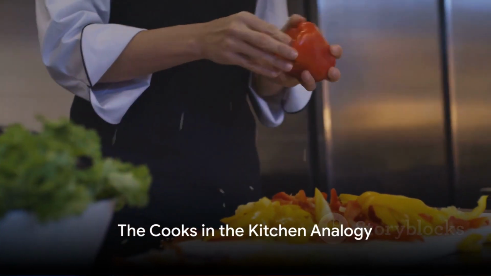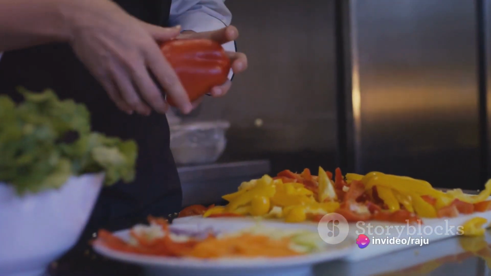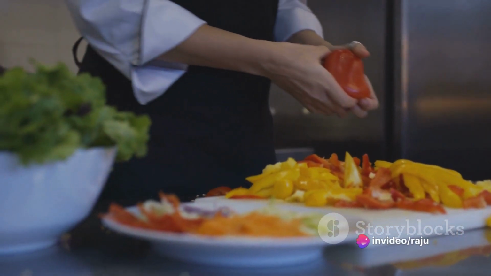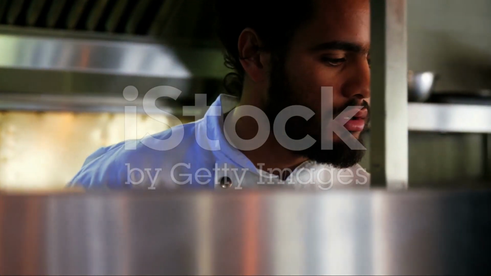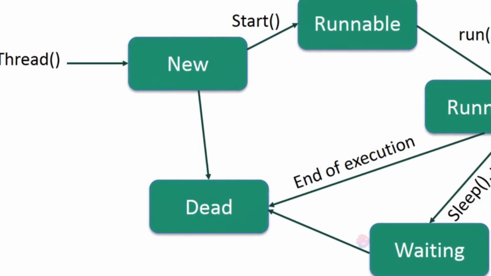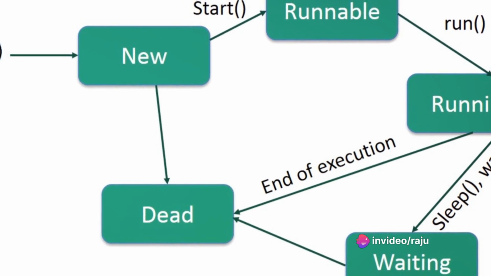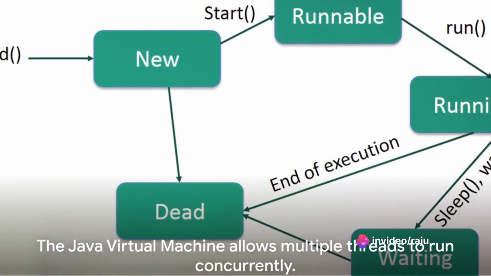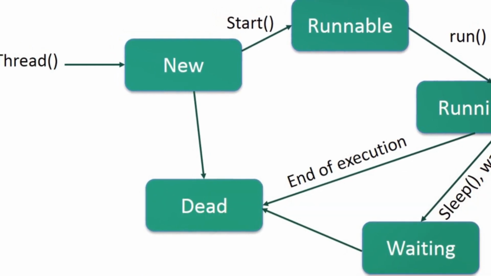Imagine a busy restaurant. There are several cooks in the kitchen, each with a specific task. One is chopping vegetables, another is stirring the soup, while a third is baking bread. Every cook represents a thread. In a Java application, these threads are independent paths of execution that can run simultaneously, much like our cooks in the kitchen. The Java virtual machine allows an application to have multiple threads running concurrently.